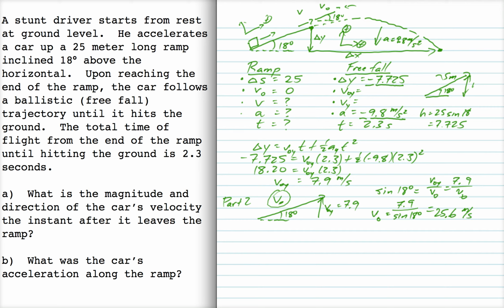So the magnitude and direction of the car's velocity, the instant after it leaves the ramp, has a magnitude of 25.6 and a direction that is 18 degrees above plus x. Okay? Now remember too that that's the final velocity for part 1, right? So for part 1, v is 25.6. So we can plug that back in up here, right?